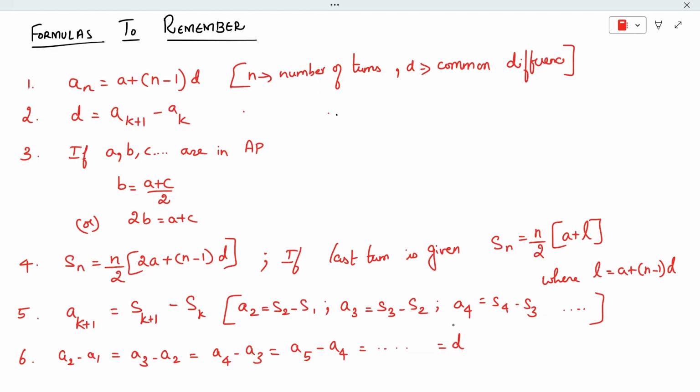So we have seen some of the important questions of 1 mark and 2 marks which appear in the previous CBSE papers. So these are the formulas to remember. Memorize them, and all the best for your examination.